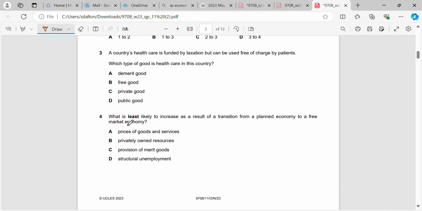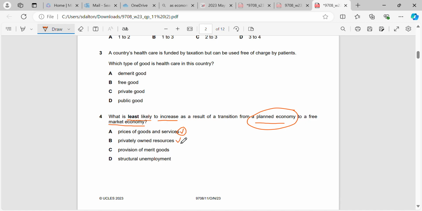Okay, what is the least likely to increase as a result of a transition from a planned economy to a free market economy? Okay, so let's see. Prices of goods and services are likely to increase. Price controls would happen in a planned economy, and when we move to a free market economy, the competitive nature of private industries may result in those price controls having to be lifted due to less government intervention, which will increase the price of goods and services that are sold.